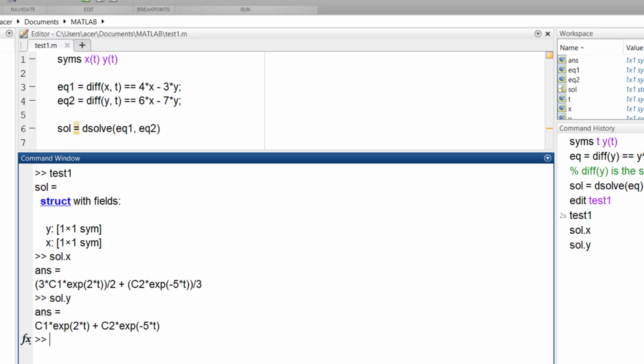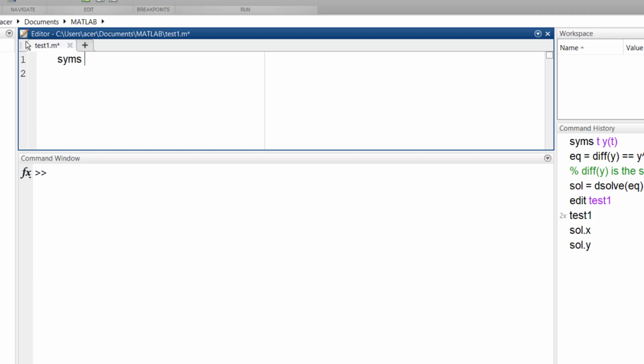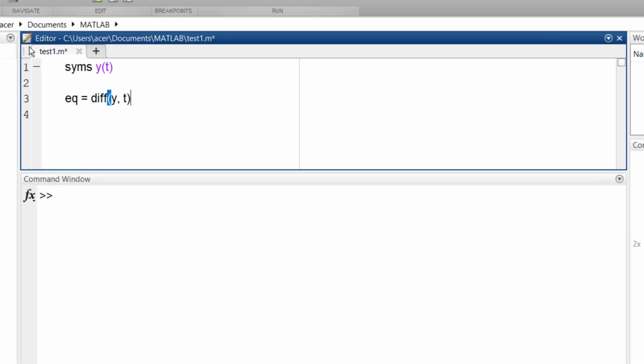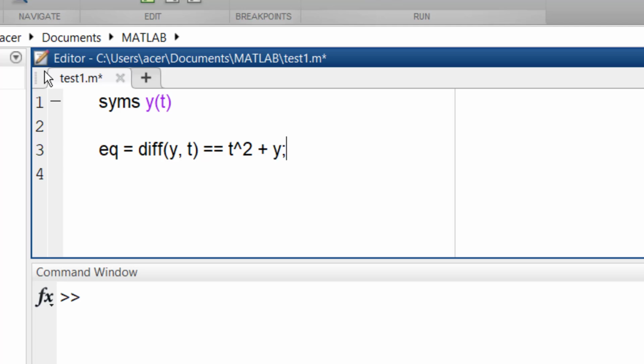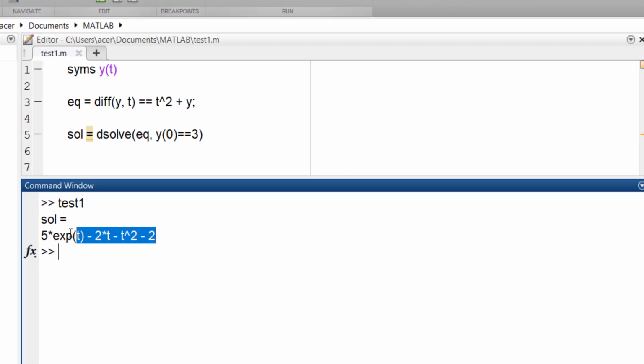To solve an initial value problem or boundary value problem, we just add the initial or boundary conditions to the end of our dsolve command. Suppose I have this equation and the initial condition is 3. I can easily plot the solution using the fplot command.